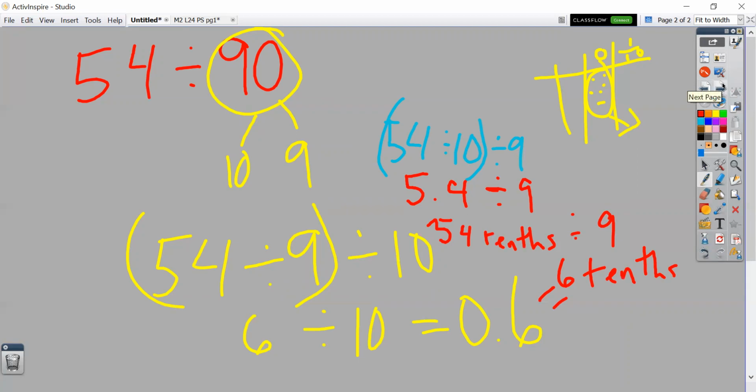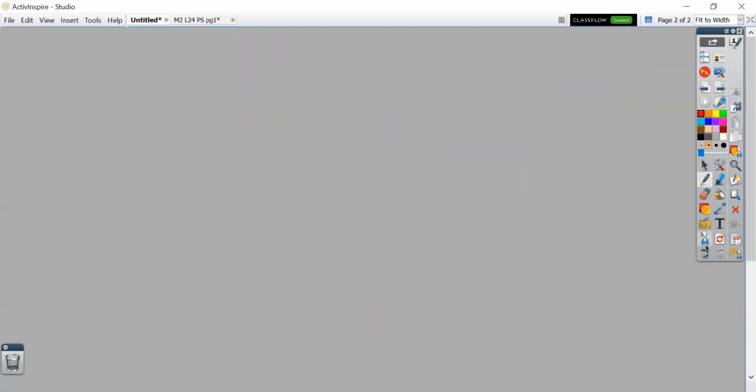All right, let's try another one. And then we'll just do a couple that are on our problem set. Well, let's do 50. We did 54 divided by 90. Let's do 5.4 divided by 90 now.